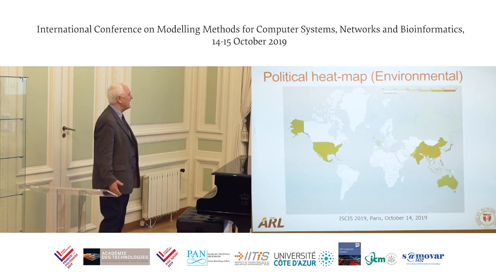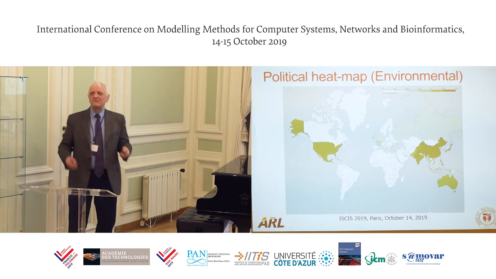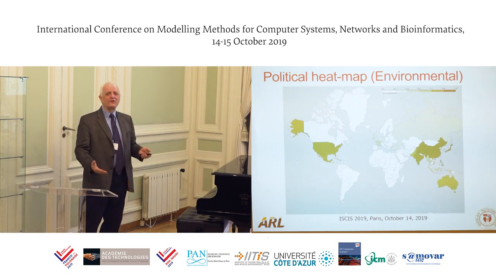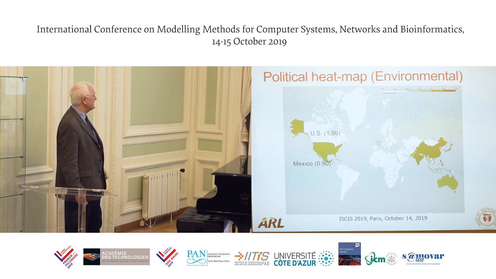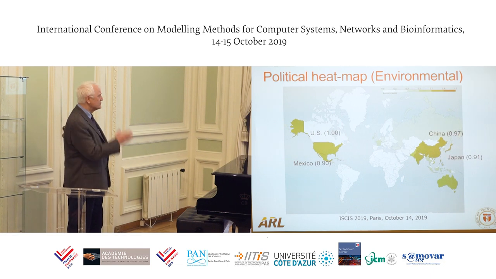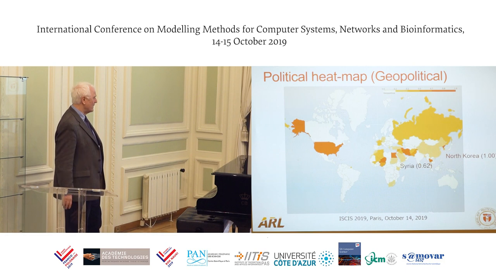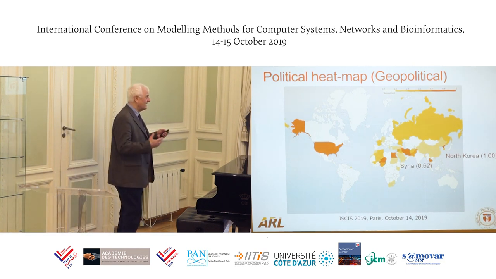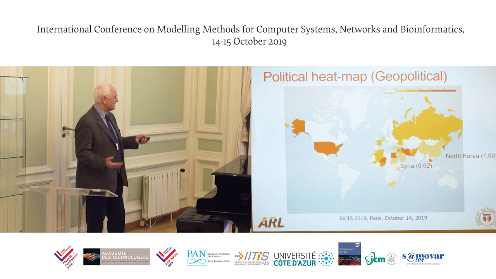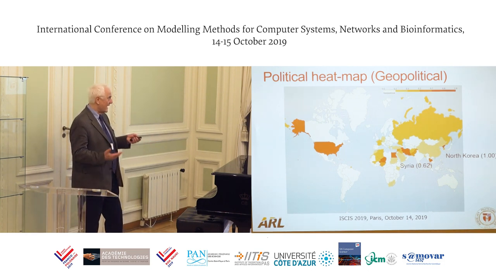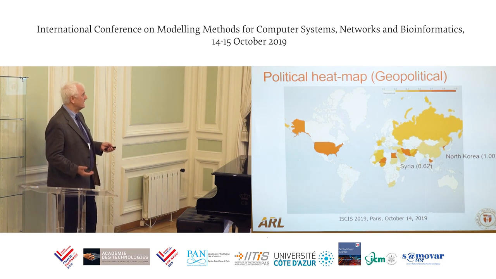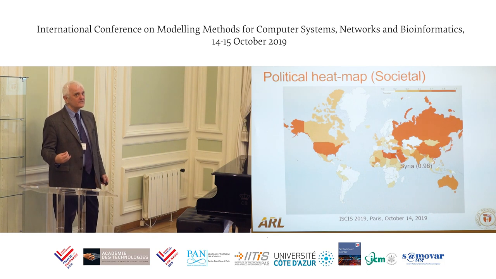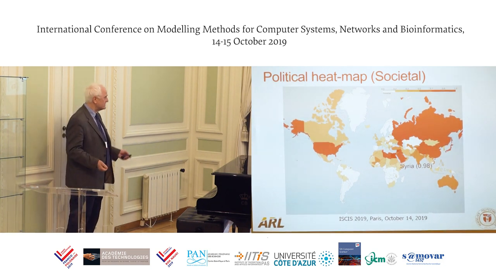If we look at the map of environmental, you would notice that mostly the countries with large coasts, because coasts are really the frontier of the weather. Storms can come from the oceans and seas and affect humans' life. On the other hand, for example, US was 5.0, Mexico 0.9, China 0.97, Japan 0.91, India 0.91. Geopolitical, as you see, it's North Korea and Syria and a lot of countries around the Middle East. Again, those are the countries in which there is a staging war or unstable political situation, and therefore, not surprisingly, they are most affected. And then the heat map of societal is very similar to the previous one, because all these geopolitical troubles translate into pressure on society, which leads to oppression and so forth.